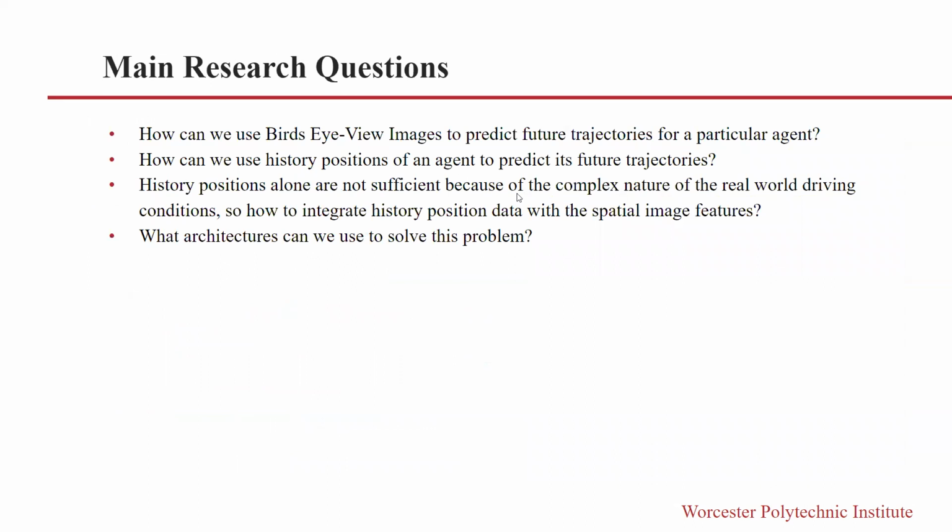So as we have seen, we have a lot of data with us. So the questions arise as how we can use the bird's eye view images to predict the future trajectories for a given particular agent, and how can we use the history positions of agents to predict the future trajectories. And one question is how can we integrate both the history positions and the bird's eye view images, that is, combine both the spatial and temporal data to get better predictions. So the main question we need to ask ourselves is what kind of architectures can we use to solve this problem?